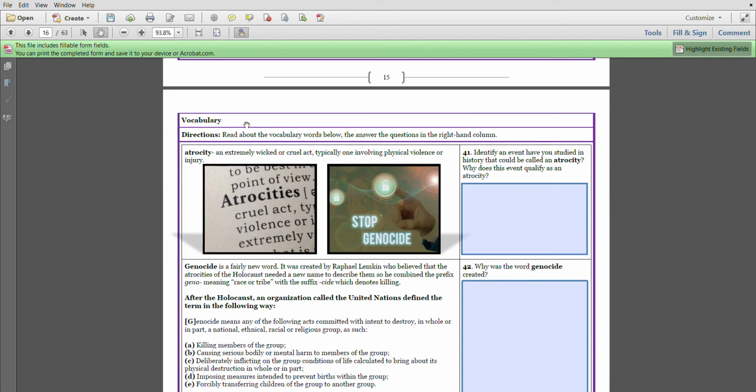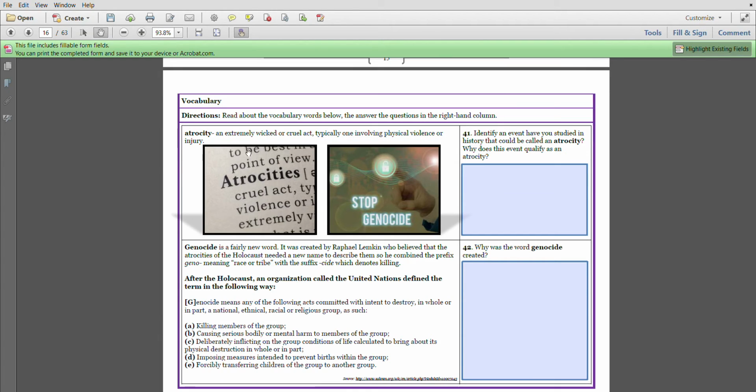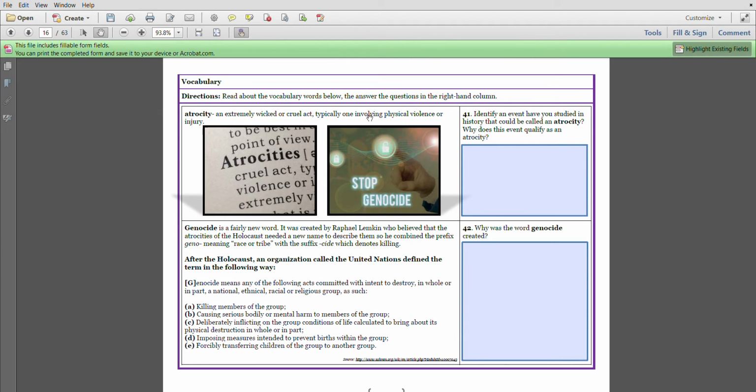Page 16, vocabulary. Directions: read the vocabulary words below and answer the questions in the right-hand column. So you have atrocity, an extremely wicked, cruel act, typically one involving physical violence or injury. Genocide is a fairly new word. It was created by Raphael Lemkin, who believed that the atrocities of the Holocaust needed a new name to describe them, so he combined the prefix geno, meaning race or tribe, with the suffix side, which denotes killing. So he invented a new word.